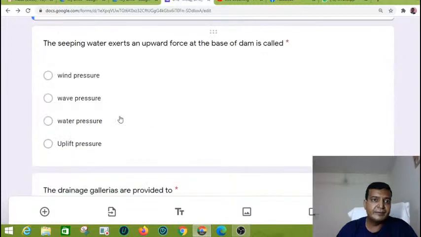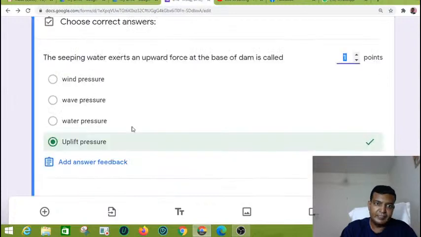The seeping water exerts an upward force at the base of the dam is called wind pressure, wave pressure, water pressure, uplift pressure. So according to me, it must be uplift pressure. Let us see what is the answer. And the answer is uplift pressure. Once we are reading the objective, try to put up your stand in chat box.